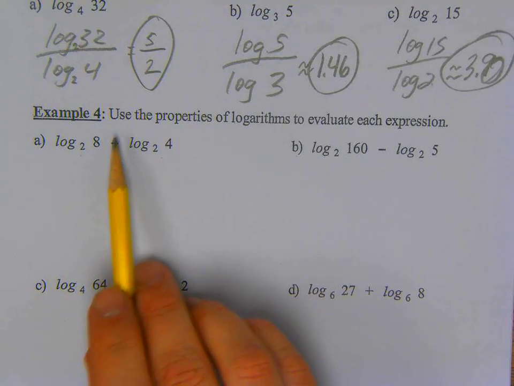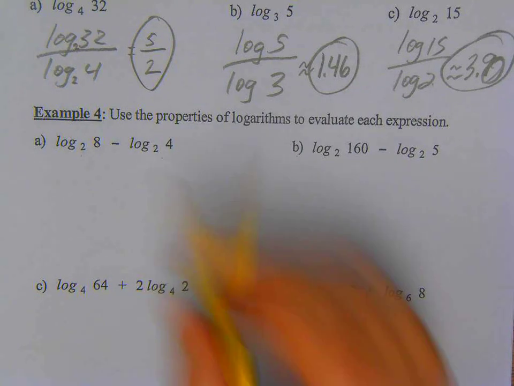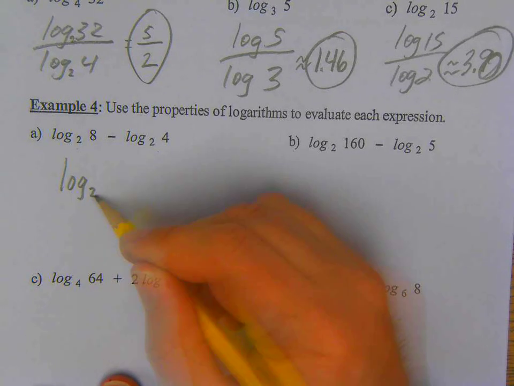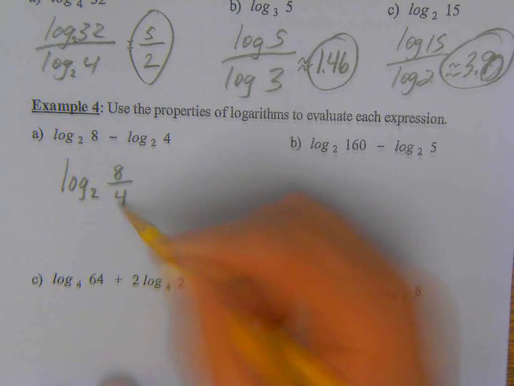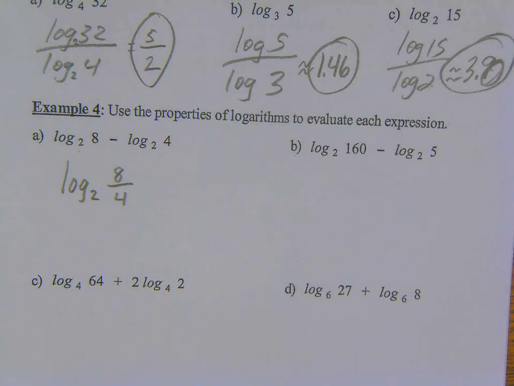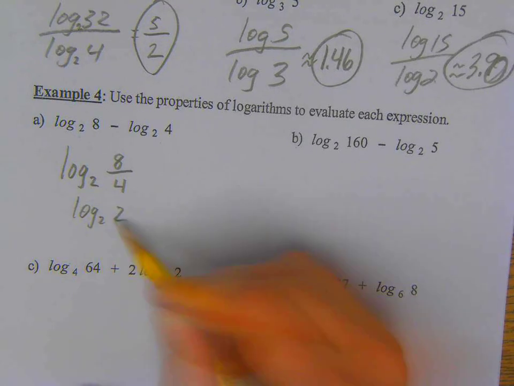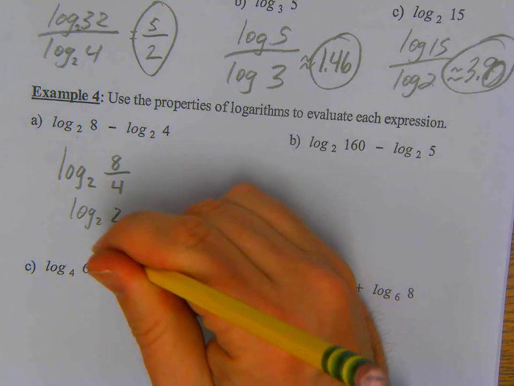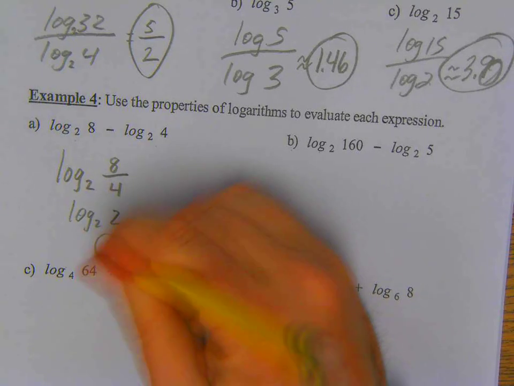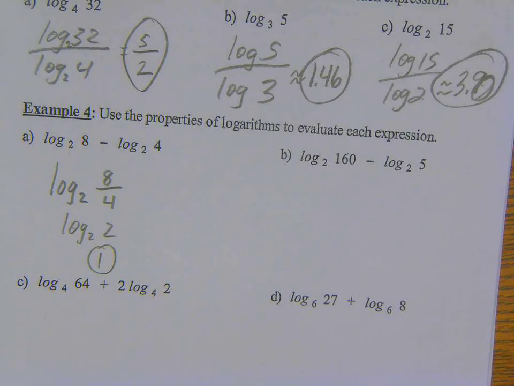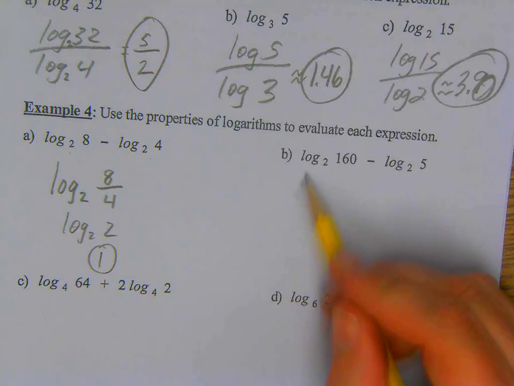But if I use the properties, Carver's right. This says use the properties of logarithms. The direction said to use the property. The property says I could make this log base 2 of 8 over 4, which is log base 2 of 2, which is 1, because when the base and the number are the same it equals 1. So that's what the directions are telling us.